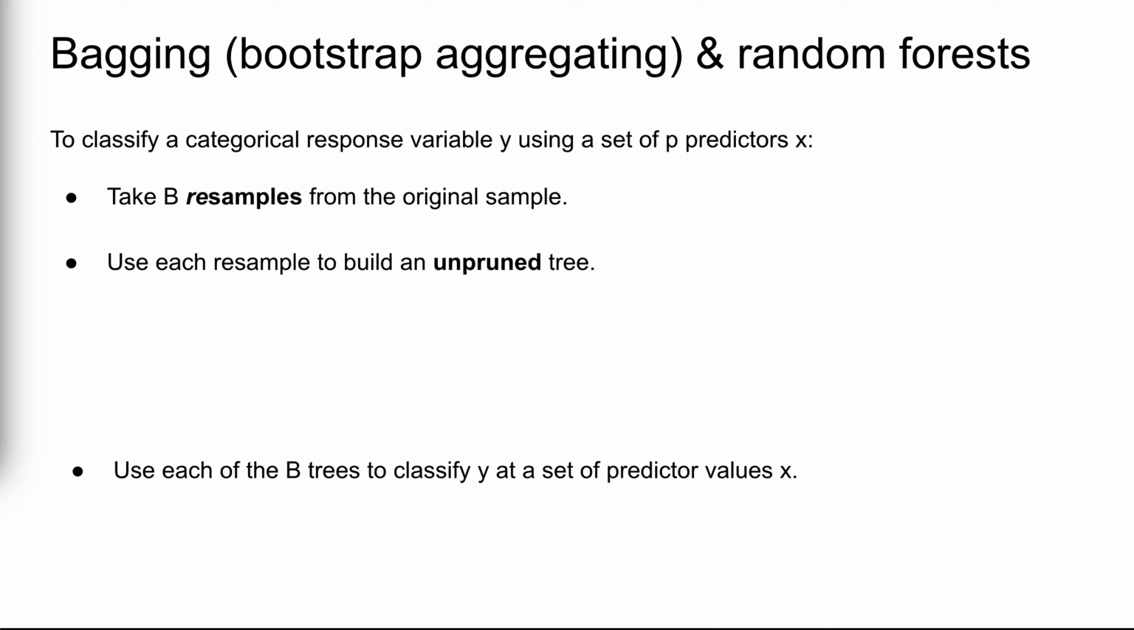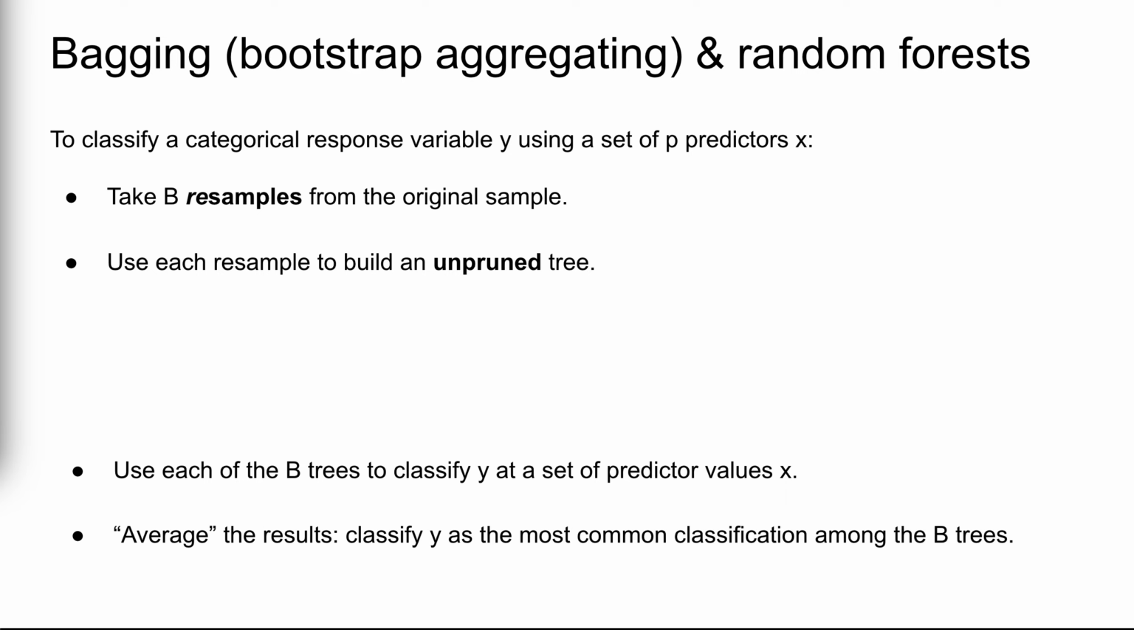The algorithms then use each of the b trees to classify y at a given set of predictor values x. This produces b separate classifications. The forest and bagging algorithms turn these groups of classifications into final classifications by averaging the results of the resample trees. Specifically, they classify y to be whatever was the most common classification among the b trees. Zooming in, let's consider some of the details here.